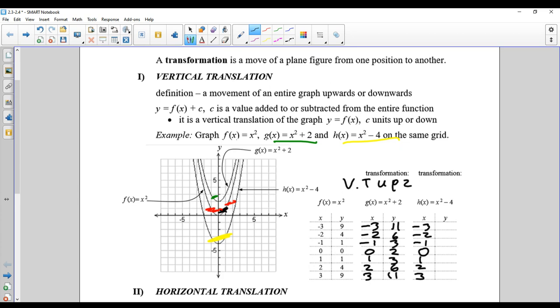My apologies, sir. Yes. What happens to the Y's? You subtract 4. So every single Y goes down by 4. So my 9 goes to what? What am I going to put for 9? 5.